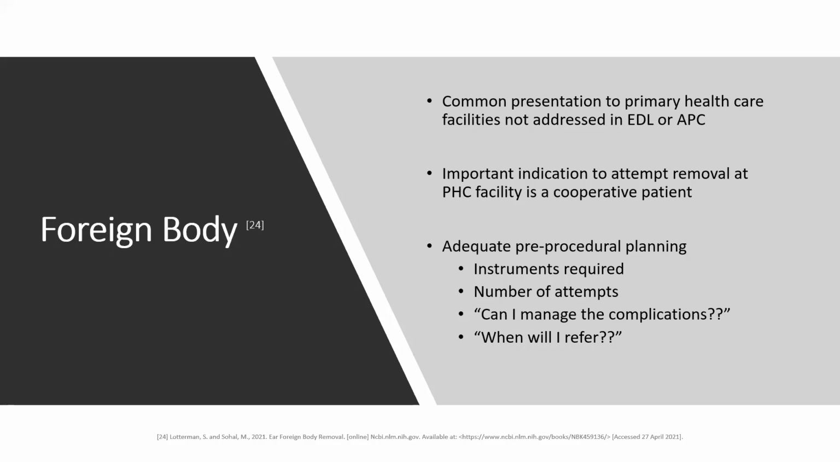And the most important indication for removal at the primary healthcare facility is whether or not you have a cooperative patient. If you have an adult or a teenager that's willing to sit still, you can attempt removal at the primary care facility. But basically, you need to ask yourself, can I manage the complications? I.e., if there's something small and round in a child's nose and they aspirate it, will I be able to manage that complication? If not, you should rather refer sooner than later.